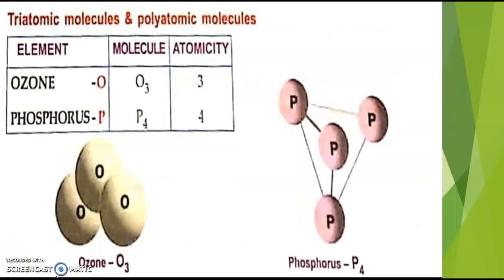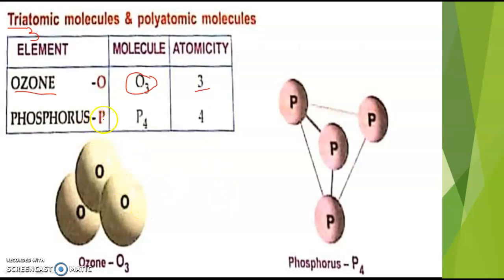Now let's see triatomic and polyatomic. Tri means 3. So the elements which have 3 atoms in their molecules are termed triatomic molecules. For example, ozone. Ozone has 3 atoms in its molecule. It is written as O3. So the atomicity is 3.